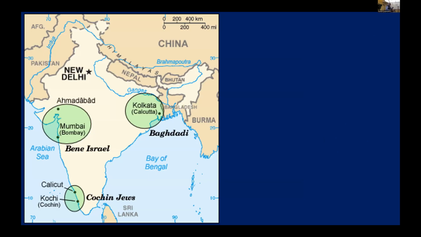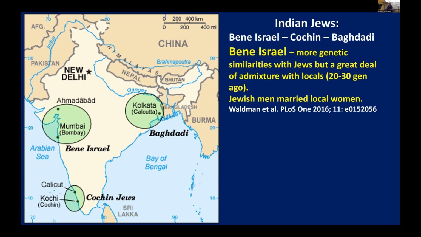We'll go farther east, and other groups, three groups of Jews in India that settled. One group in the area of Mumbai, called Bnei Israel. Another group in Cochin in southern India, and a third group mainly in Calcutta. Let's look at each of them. So Bnei Israel and Cochin have more genetic similarity with Jews, but a huge admixture of local people. Over the centuries that they've been there, it's probably 20, 30 generations at least, there were Jewish men marrying local women, converting to Judaism. And that's why they kept their religion, but genetically they dissolved into the many other tribes that were there.